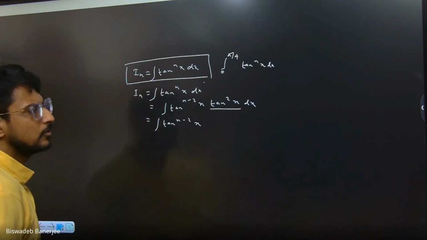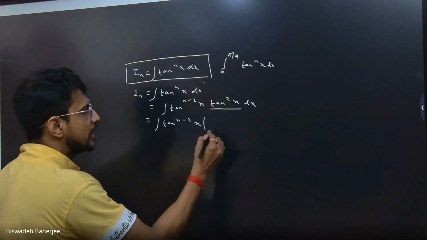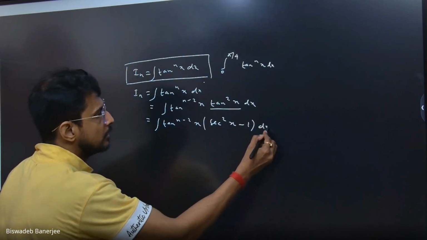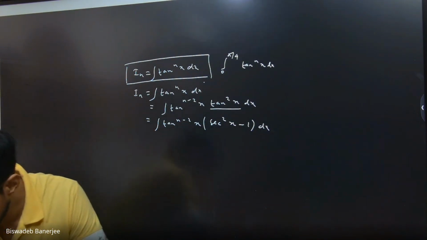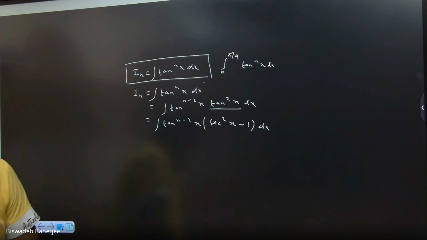Now there's a theory we know from our class 10 course. Tan square x can be written as sec square x minus 1. This is a very basic formula. You can find it in any trigonometry book. Tan square theta can be written as sec square theta minus 1. Tan square x equals sec square x minus 1. This is a very important formula.